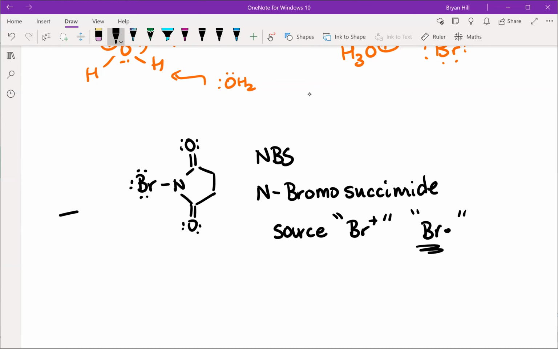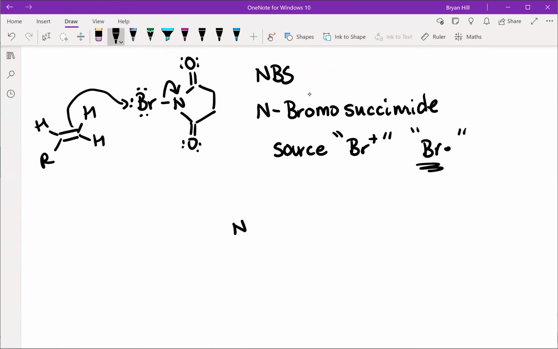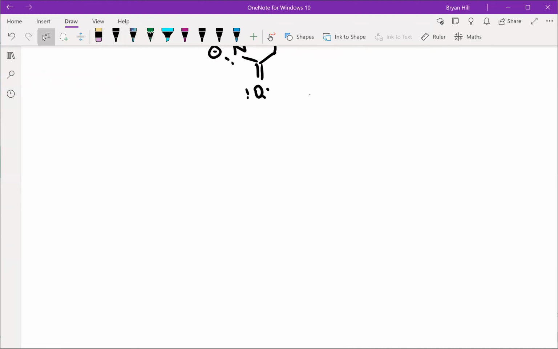So your alkene, if this attacks, it's going to attack there and then those electrons are going to move on to the nitrogen. And the nice part is that the leaving group here is the succinimide anion. Because this negative charge is stabilized by resonance on both carbonyls, it's basically non-nucleophilic, or less nucleophilic than just bromide. So NBS is often used instead of Br2 if you're trying to do the halohydrin reaction. So let's do an example here.